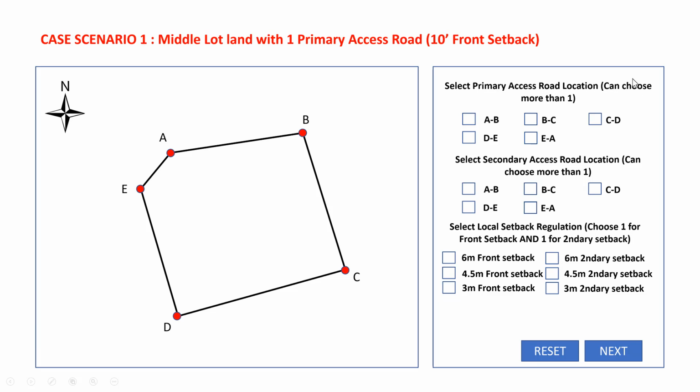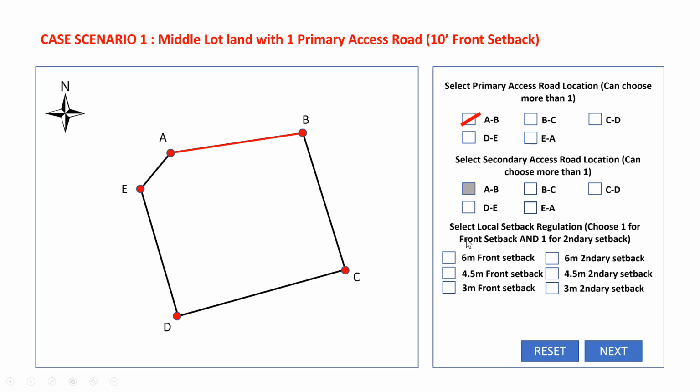I can choose more than one; this will be used for our second case scenario. For this first one, I will just use AB. It will highlight this line, showing me that the road is touching this line. Automatically, I cannot choose AB as the secondary road because I already chose the AB line as the primary road.